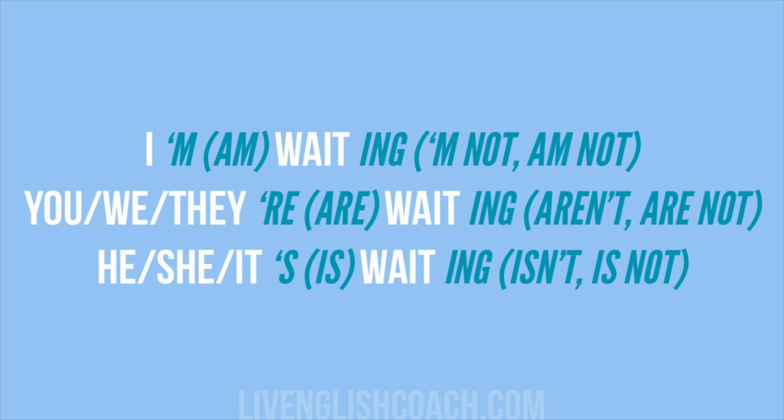We need to pay attention here that in a third person singular with he, she, it, we use the form of the verb to be, which is, plus we add the main verb with ing ending.